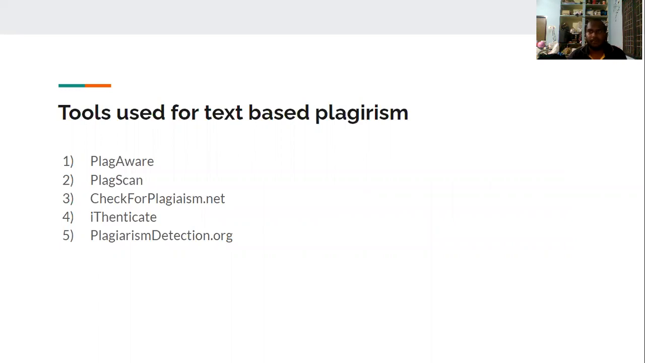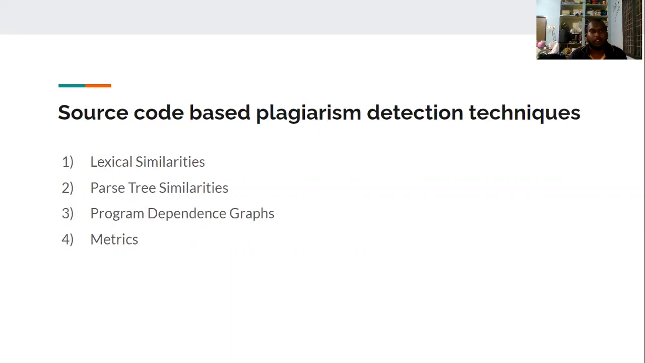Tools used for text-based plagiarism detection: Plagiarism Aware, Plagiarism Scan, Check for Plagiarism.net, Authenticate, plagiarismdetection.org. Coming to the source code-based plagiarism detection techniques, there are four detection techniques in source code-based detection. They are lexical similarities, parse tree similarities, program dependence graph, and metrics.